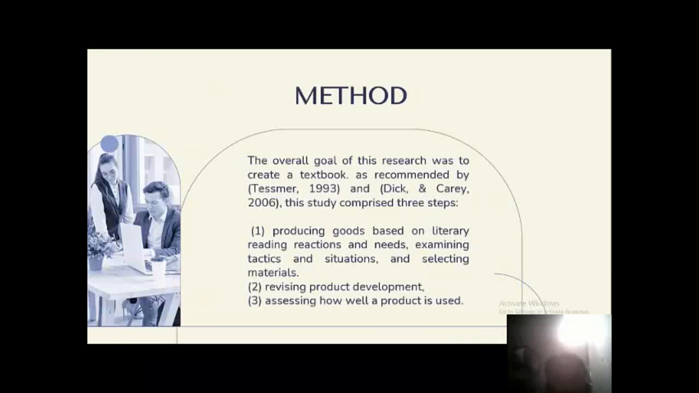Go on to the method. The overall goal of this research was to create a textbook as recommended by Tessmer and Dick and Carey. This study comprised 3 steps. First, producing goods based on literary reading reactions and needs, examining tactics and situations, and selecting materials. The goods here means a textbook. And then second, revising product development. And then third, assessing how well a product is used.